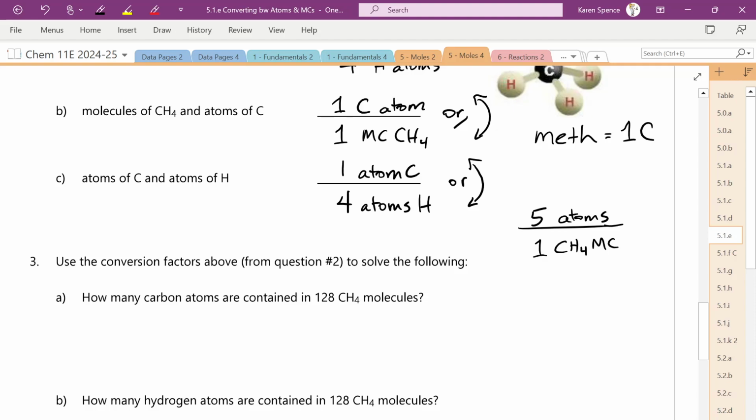Would you be able to solve 3A? Yeah, give it a try. Okay, so try number 3.